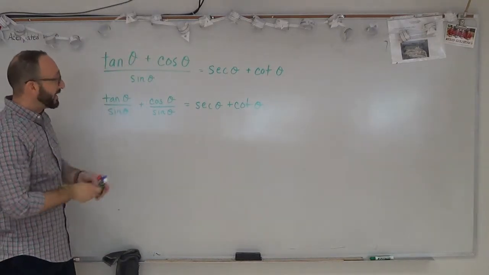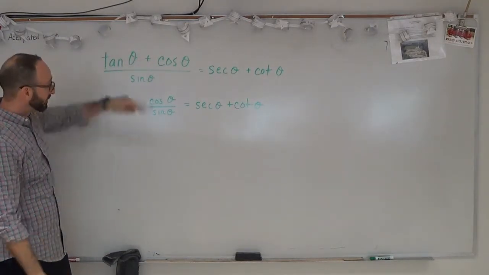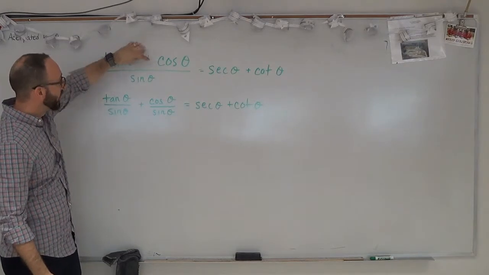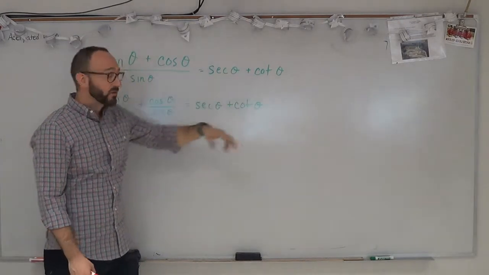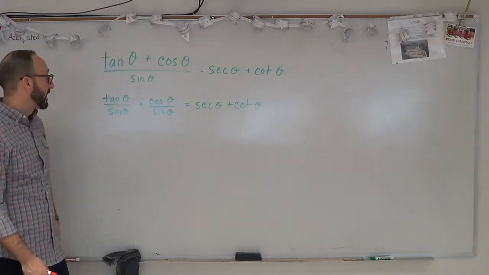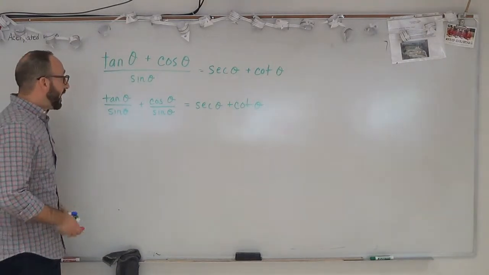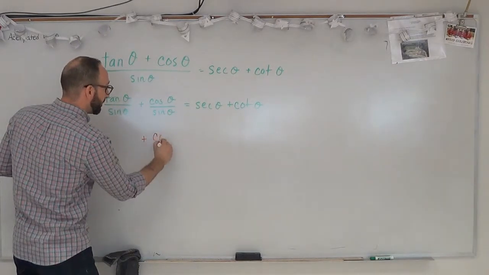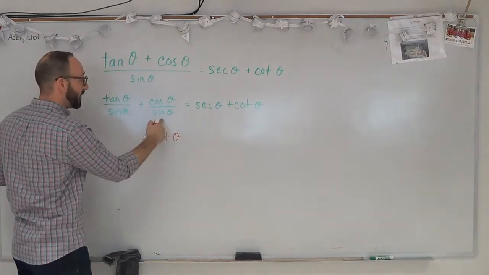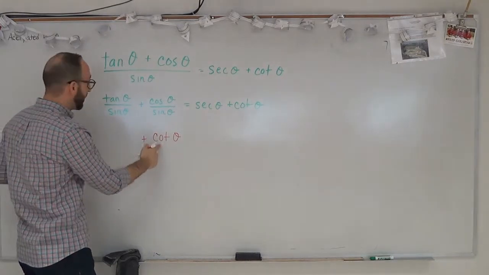Now, the reason why I did that initial step is because I recognize that cosine theta over sine theta is cotan theta. So I thought that that might be a good place to start. So that's the reason why I did that. So again, I can immediately make that switch. Cosine theta over sine theta is equal to cotan theta.